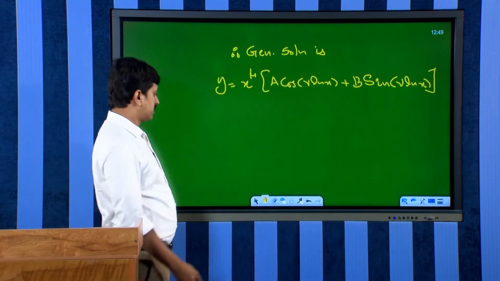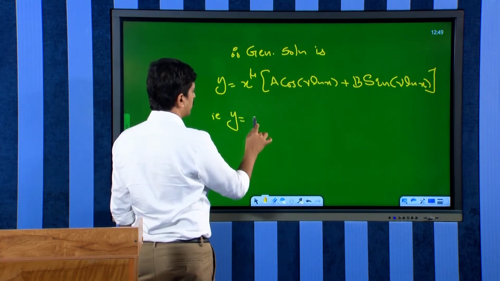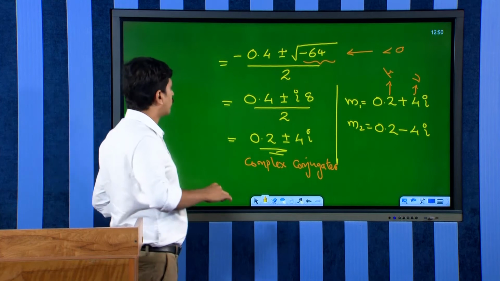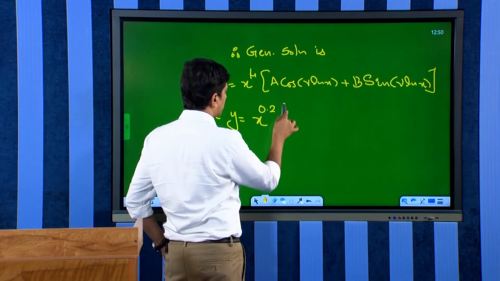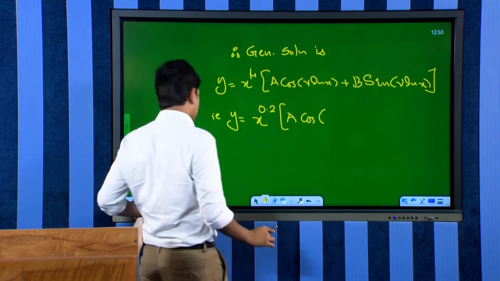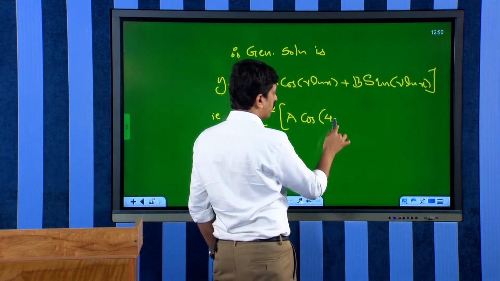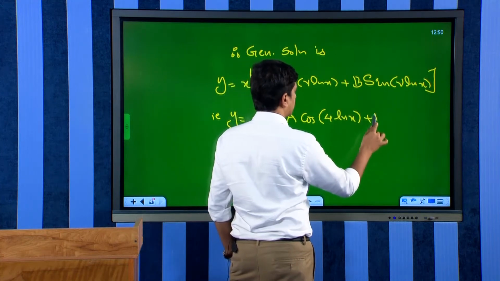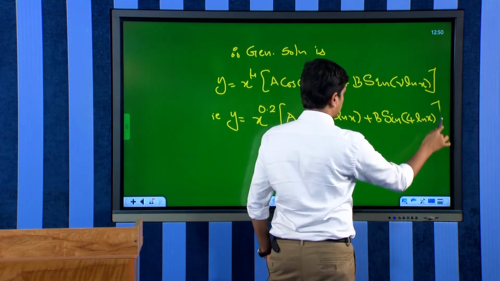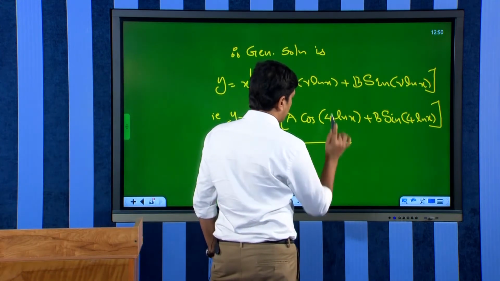Okay, fine. Therefore, y is equal to x raised to mu, which is 0.2, so x raised to 0.2, times a cos nu log x, where the value of nu is actually 4. Therefore, y = x^0.2 [a cos(4 log x) + b sin(4 log x)]. Okay, fine. This is the general solution of the given Euler-Cauchy differential equation.